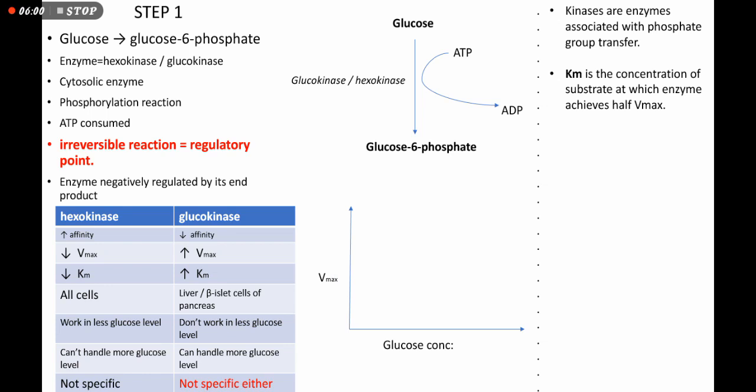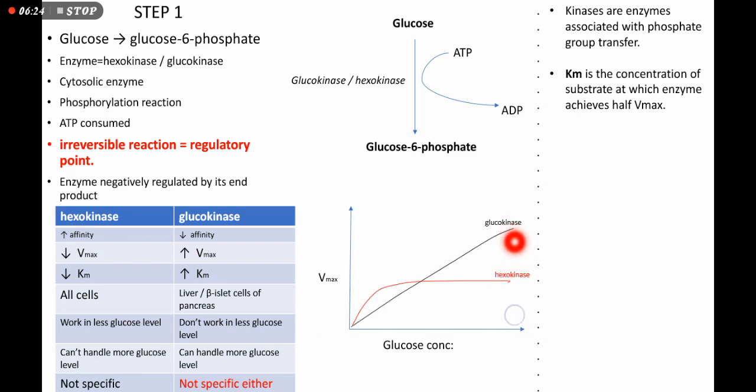So here I drew a graph, Vmax versus glucose concentration. As you can see, with hexokinase, we increase the glucose concentration very little, and hexokinase reaches half of its maximum velocity. But then it grows and finally it reaches a plateau. That is, it reaches its Vmax.